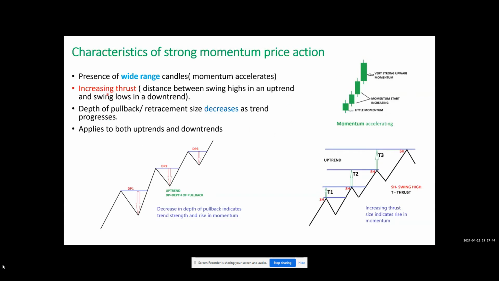So that's the second rule. You want to see increasing thrust. You want to see the distance between the swing highs continue to increase as the trend progresses. And then the third rule: depth of pullback, also known as retracement size, decreases as the trend progresses. Very important rule.